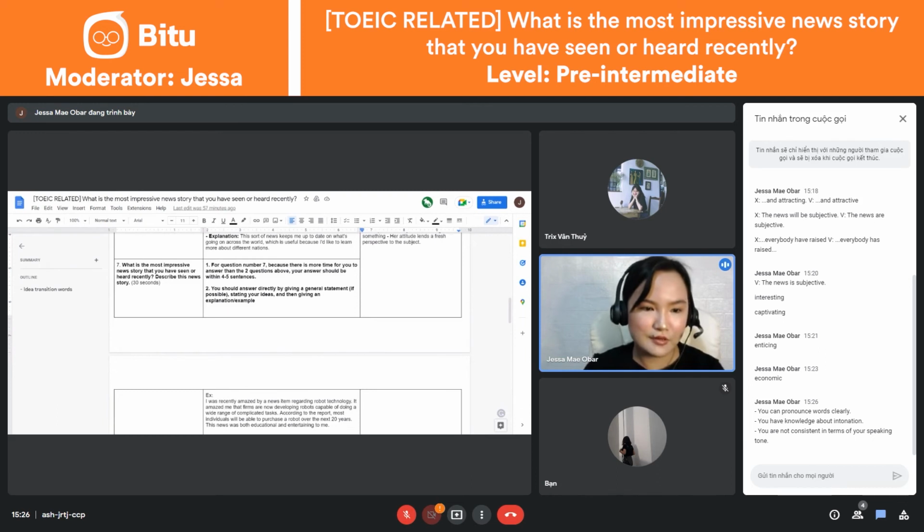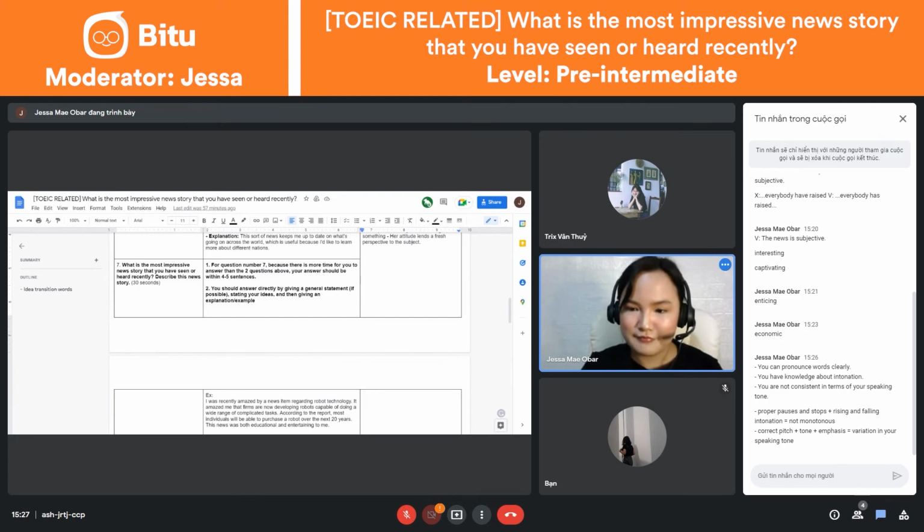But those inconsistencies are just very minimal, and this is what you have to do, Tricks. Let me type it. You have to make use of the proper stops and pauses plus the correct rising and falling intonation so you will not sound monotonous. So your voice will not be like this, but like this. Actually, you have knowledge about intonation, but just be careful and be consistent with the stops and pauses as well as with your rising and falling intonation.